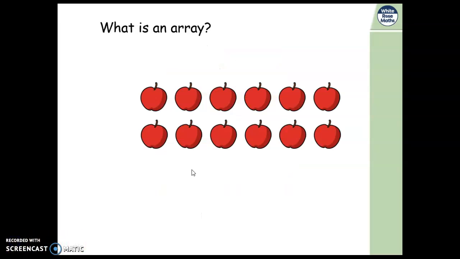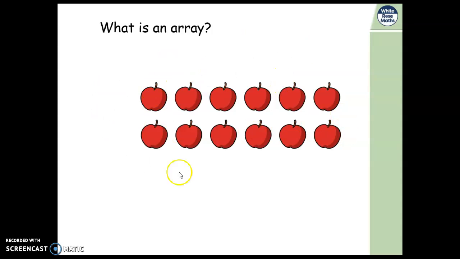So now we have the question, what is an array? An array, as we've mentioned, is just a pictorial image that helps us to work out different number sentences, especially when it comes to multiplication.